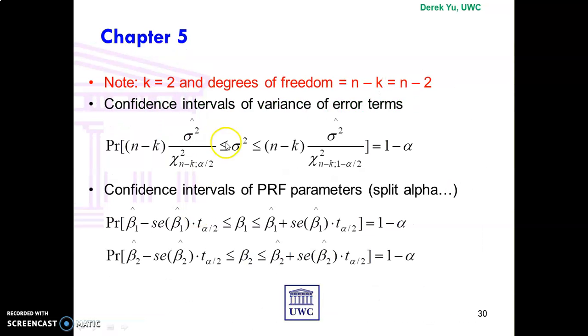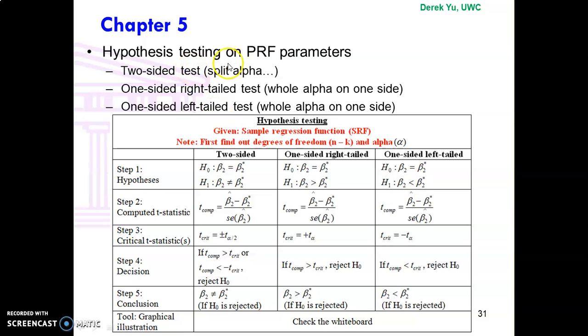And then chapter 5, okay. Hypothesis test, confidence interval and hypothesis testing. This is what I mentioned right at the beginning. In case you no longer remember how to do these questions, look at the revision questions in the study guide. Okay, so confidence interval of variance of error terms, which involves chi-square distribution. Hypothesis testing, remember there are 3 types of hypothesis testing involving T distribution: 2-sided, one-sided right tail test, and one-sided left tail test.